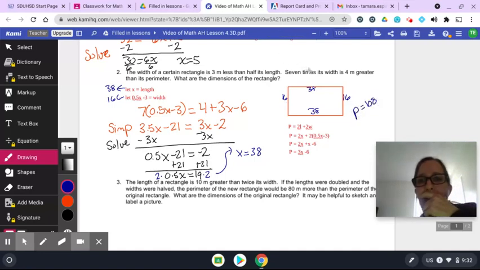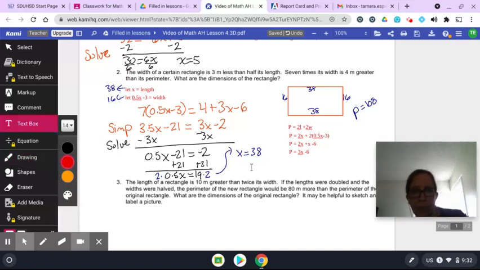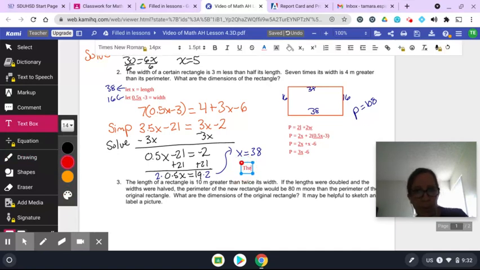Okay, so let's check it. 7 times its width. Woo! 7 times 16 is 112. 112, yep, that's 4 greater than 108. So I know I'm not crazy. Check your crazy. And then I can answer, what are the dimensions of the rectangle? The length of the rectangle is 38. What are we in? We're in meters. And the width is 16 meters.